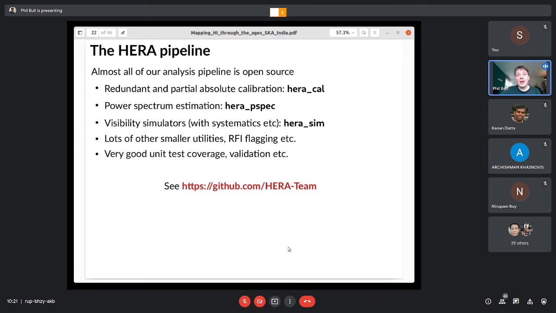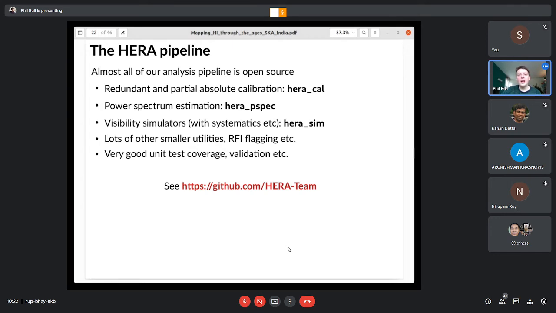I think one of the most powerful packages is HERA-Cal, and that's our code for doing redundant and this partial absolute calibration. So if you have an array that has any level of redundancy, HERA-Cal should solve pretty much most of your use cases if you want to do a relative calibration. But we also have a CASA imaging-based absolute calibration segment to that.